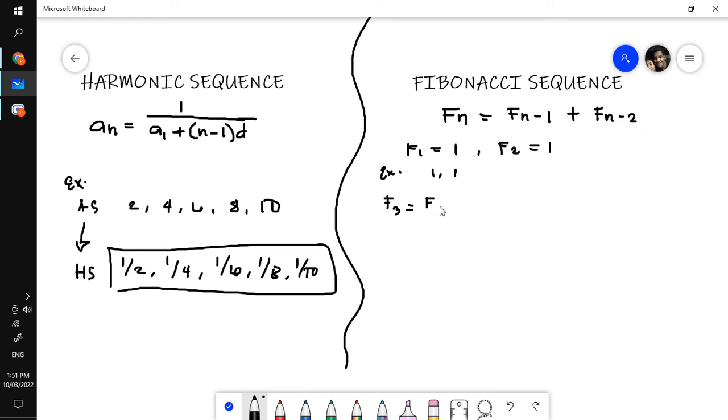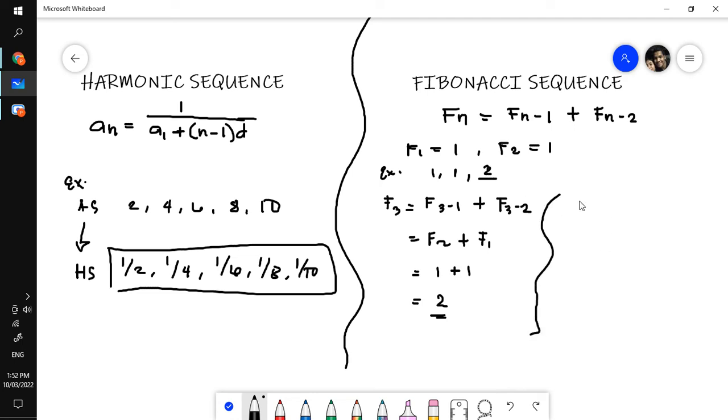Now we have f sub 3 minus 1 plus f sub 3 minus 2. So we have f sub 3 minus 1, that is f sub 2, plus f sub 3 minus 2, that is f sub 1. So let's substitute. Our f sub 2 is equal to 1. Our f sub 1 is also equal to 1. This gives us the value of our third term, which is equal to 2. Now we have our third term for the Fibonacci sequence.